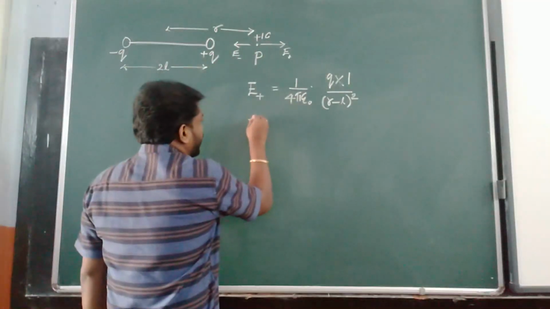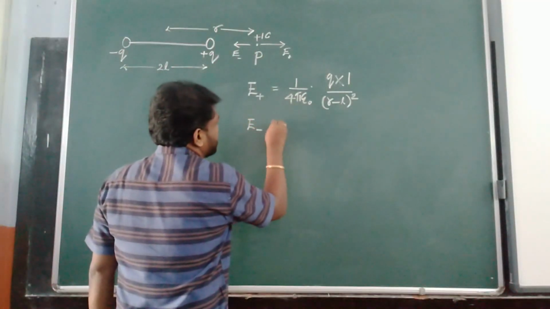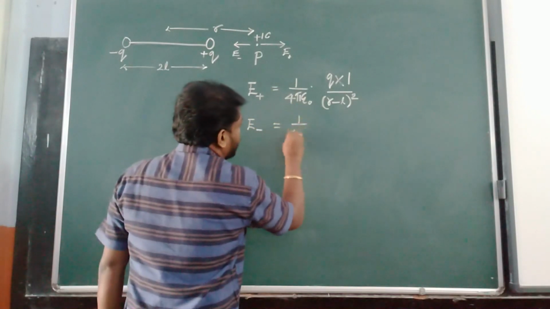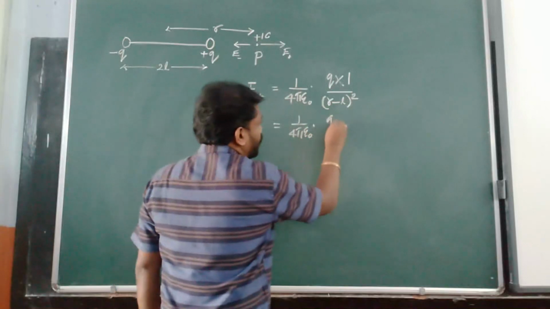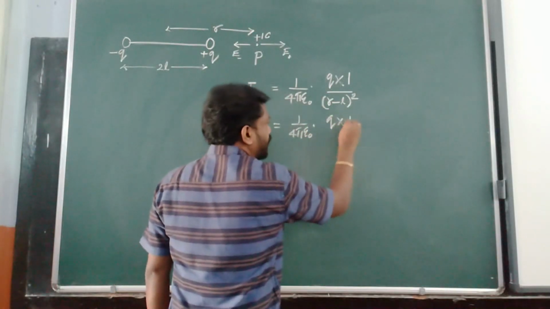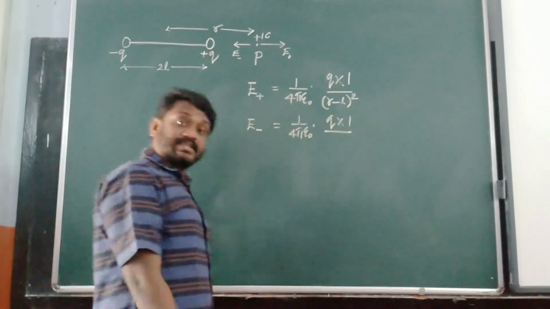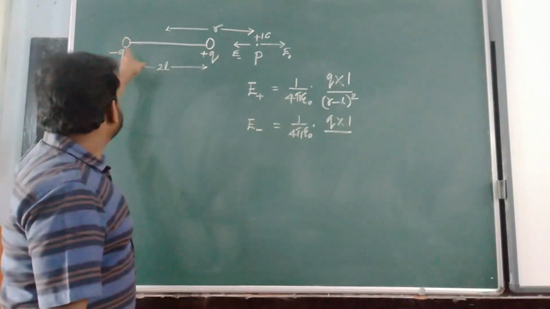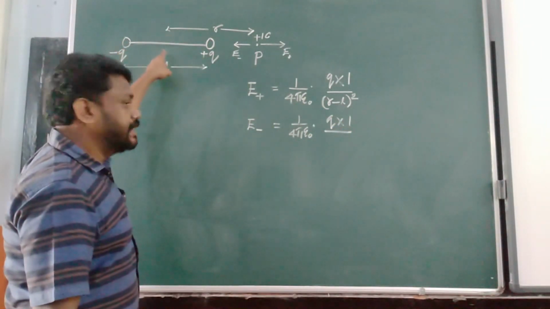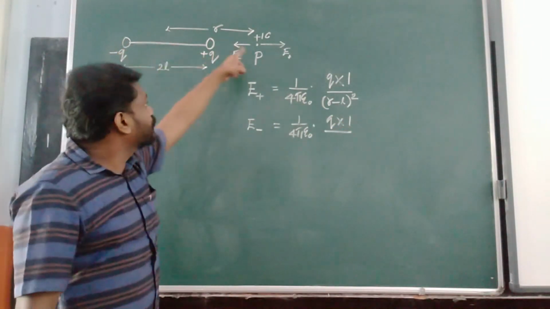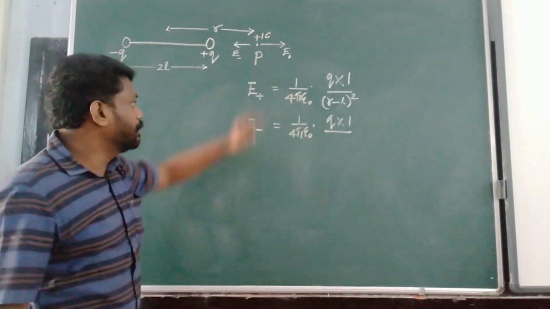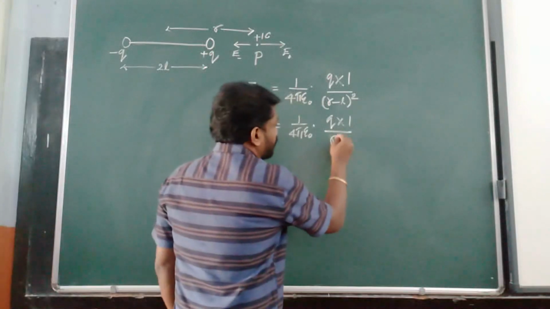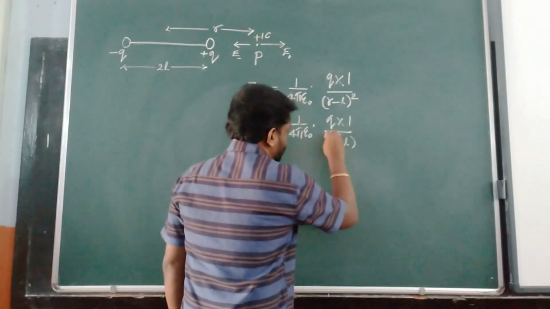Similarly, due to negative charge, E minus is equal to 1 by 4 pi epsilon 0 q into, again the magnitude will be same, 1 divided by, what makes a difference here? You know, the distance from minus q to the center will be L. From the center to the required point P will be r. So the total distance from minus q to P will be r plus L whole square.